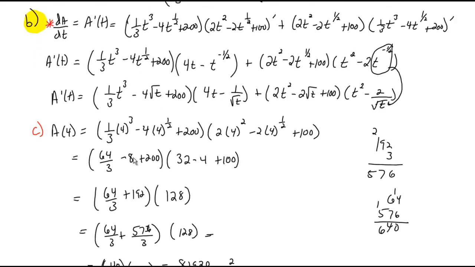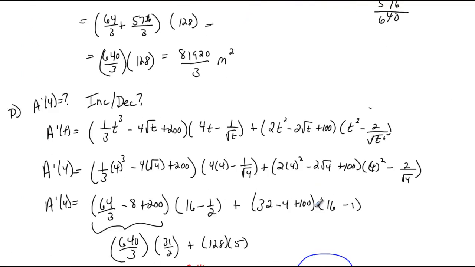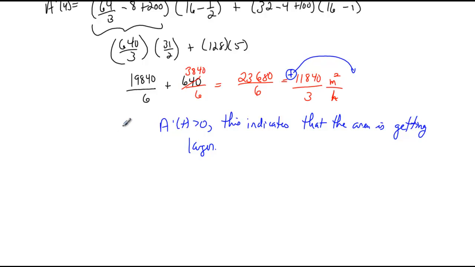So now, in response to this question, we know the rate of change at this time is the value we calculated, and we know that the area is increasing at this instant because our derivative is positive. Since A prime of t is greater than 0, this indicates that the area is getting larger. Therefore, the area is increasing. And this makes sense. We don't expect the algae population to start randomly decreasing if we didn't do anything to it. So in this circumstance, our area is getting larger. It is increasing.